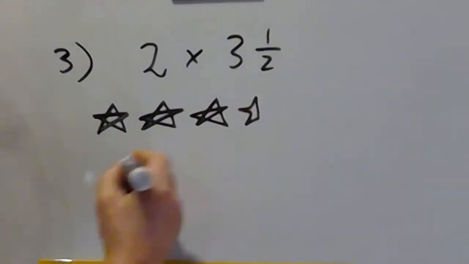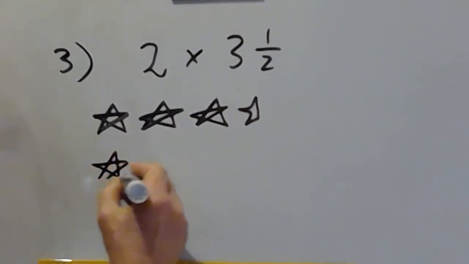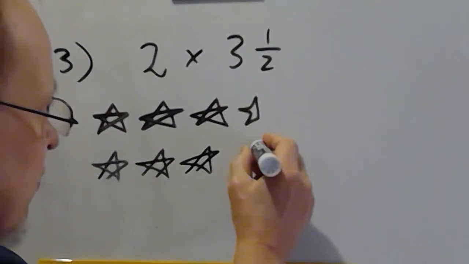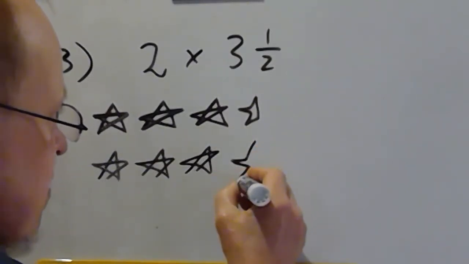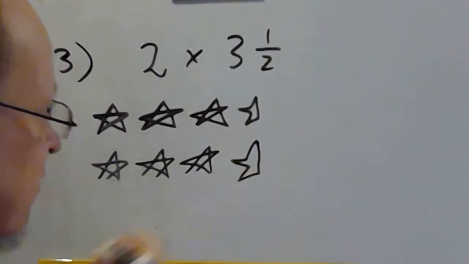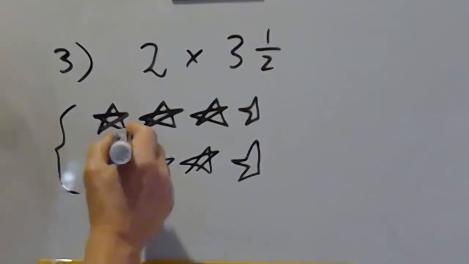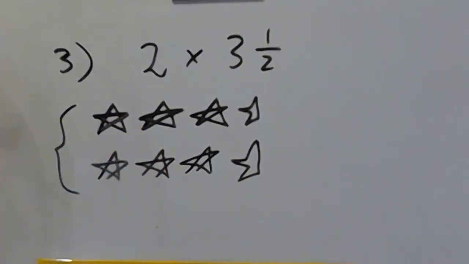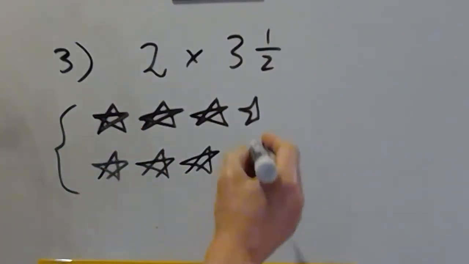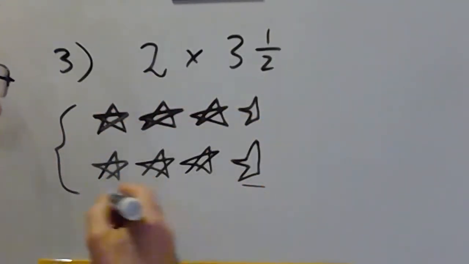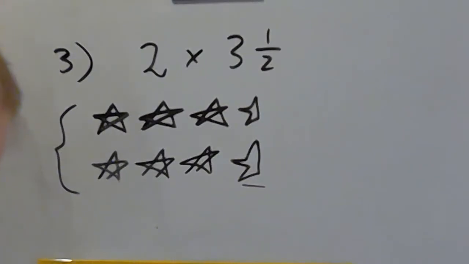And then I do 3.5 stars again. 1, 2, 3, and then I'm going to draw half a star. And there's my half a star. So I have 2 rows here. They're the same thing. And it's 2 times. So here I have 1 row, 2 rows, and each of the rows has 3.5 stars.